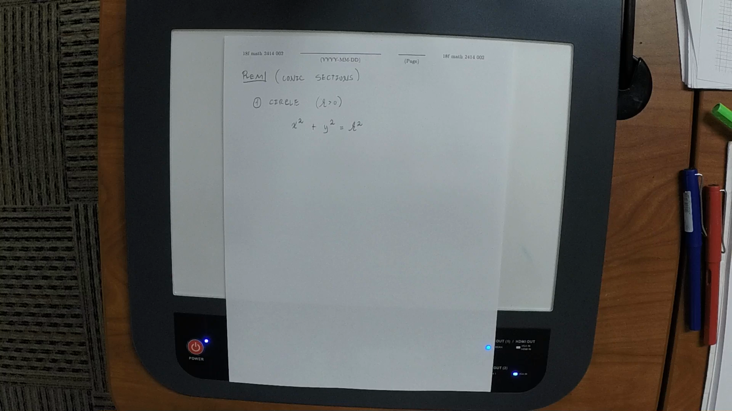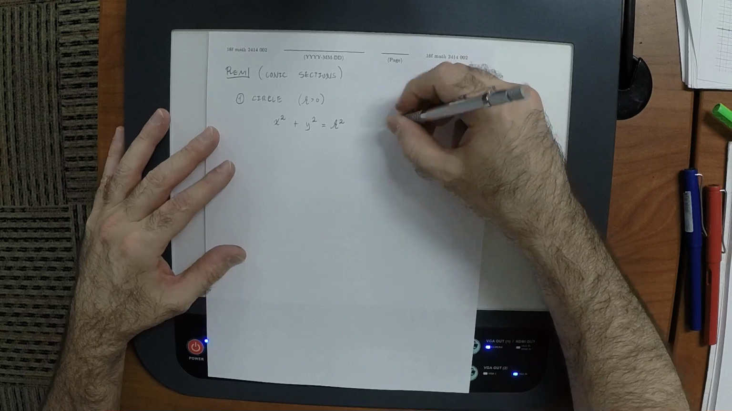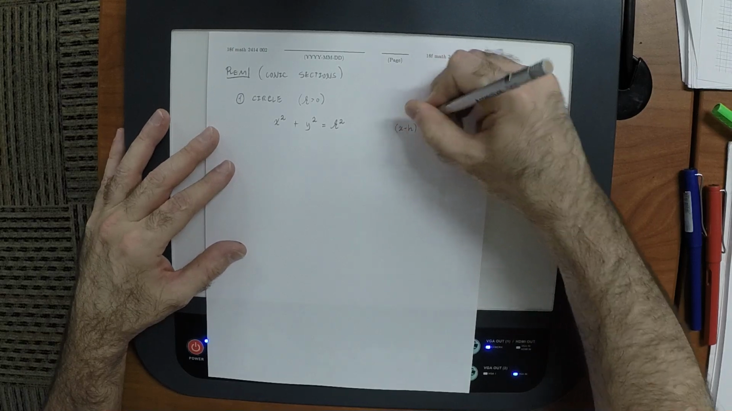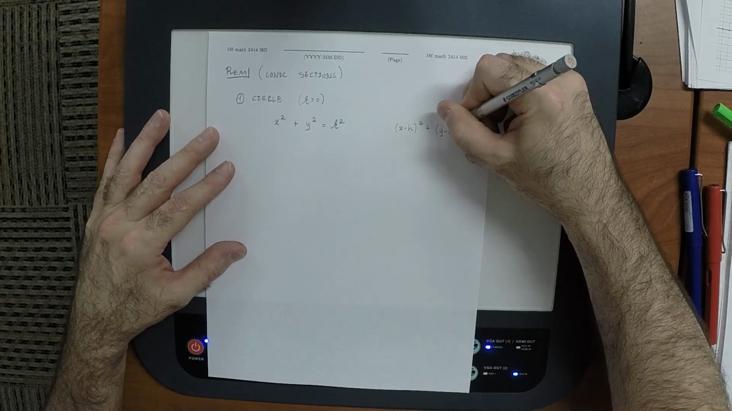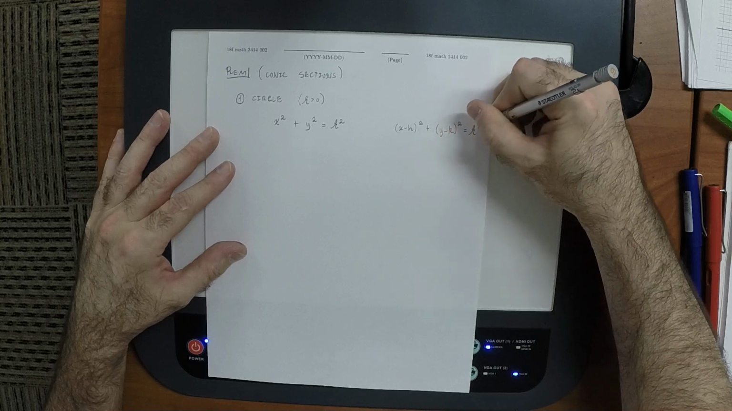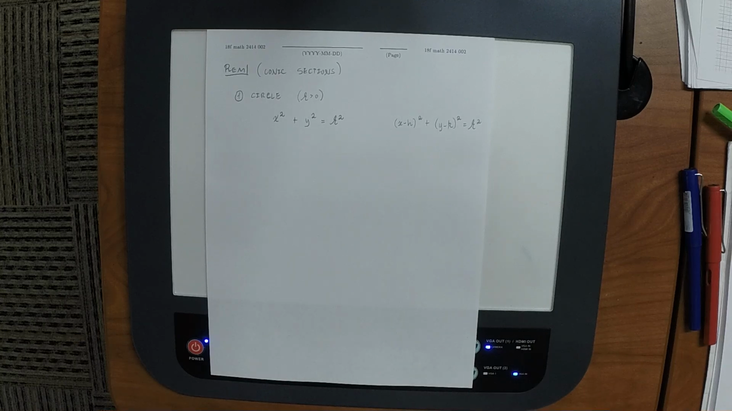And if we wanted it centered somewhere else, say at the point (h, k), then the equation becomes (x minus h) squared plus (y minus k) squared is r squared. So that'd be the circle centered at (h, k).